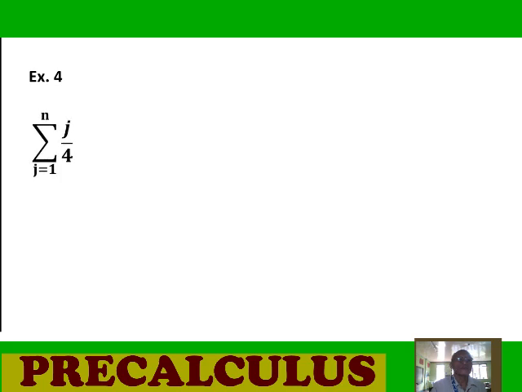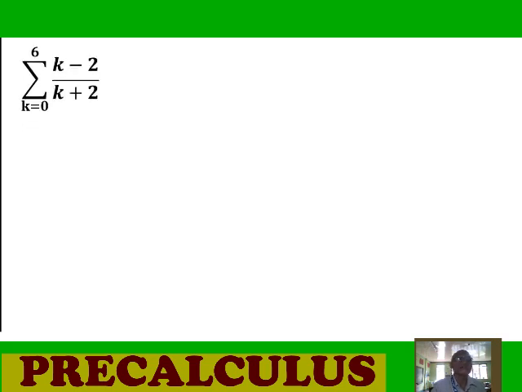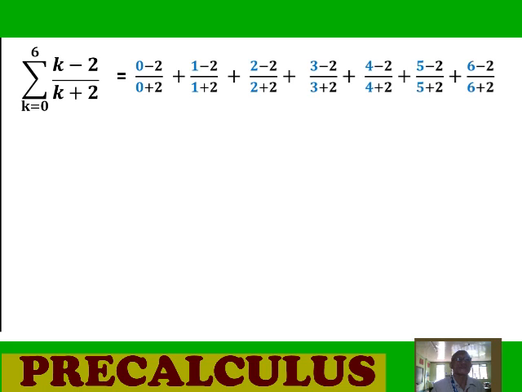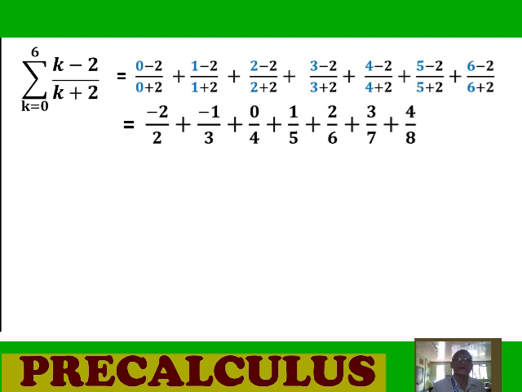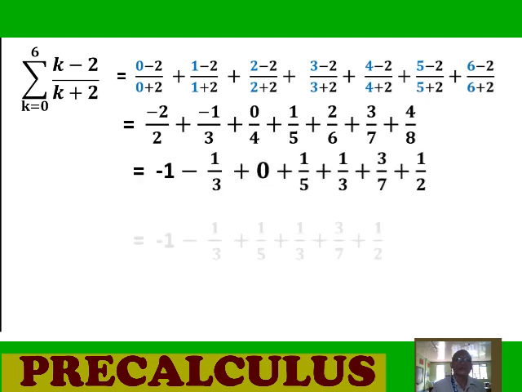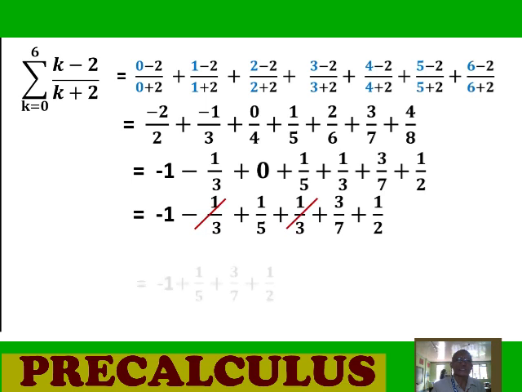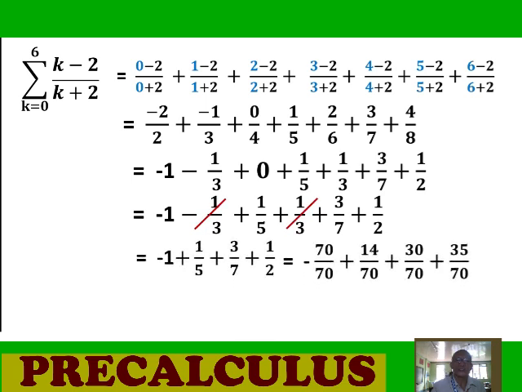Next, the summation of g over 4 from 1 to n. Substitute g starting from 1 up to n. Okay. Next, the summation of (k minus 2) over (k plus 2) as k goes from 0 to 6. Substitute k starting from 0, 1 up to 6, combine and simplify, reduce to lowest terms, cancel out opposite signs, rename the fractions into similar fractions, combine, and the result is 9 over 70.